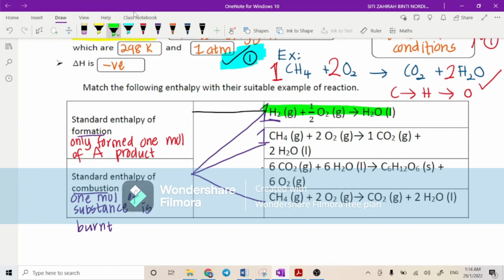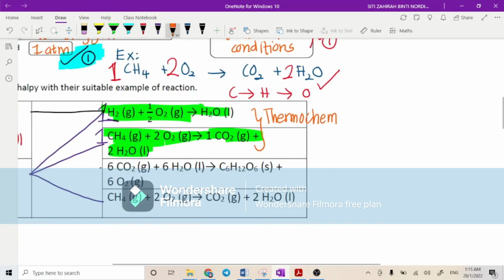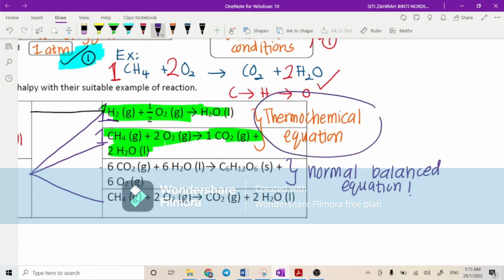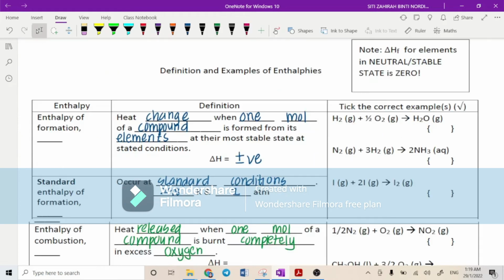So the ones that we've highlighted in green, the ones that follow the definition, would be known as a thermochemical equation. For an equation that does not follow any definition of enthalpy, this is rather known as a normal balanced equation. So this is the new type of equation that you need to remember and write for your chapter 2. There are a lot more enthalpies for you to remember and write thermochemical equations for. First, we're gonna go for the enthalpy of formation as well as the standard enthalpy of formation.